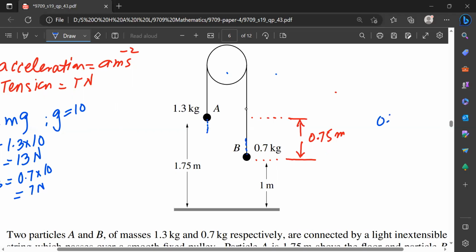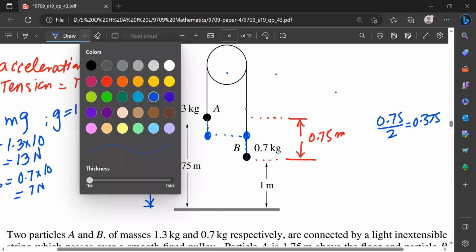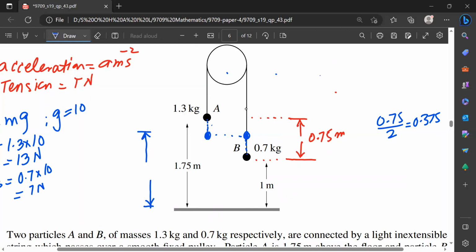So 0.75 divided by 2 is 0.375. For the same height, this particle should be here and the other here. How much distance is this particle moving to get to this height? And the other particle? So 0.375 in each case. This is 0.375 meters, and this is again 0.375 meters.